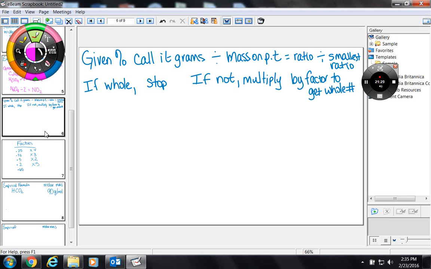If they're not whole numbers, you're going to multiply by what's called a factor to get a whole number. Like if you get 0.5, you're going to multiply everything by 2, because 0.5 is 1/2. All right? So we're going to do 2 or 3 of these together so you see what I mean.